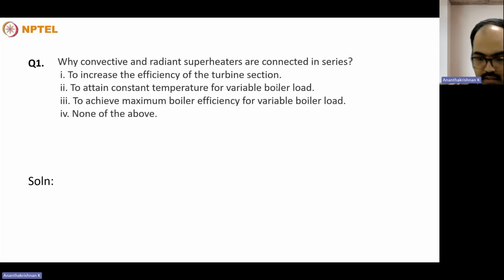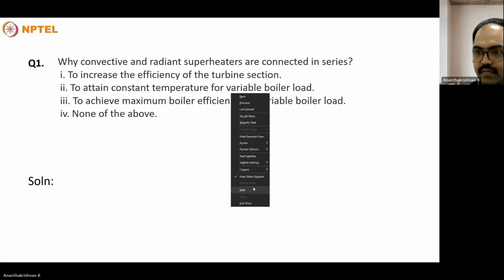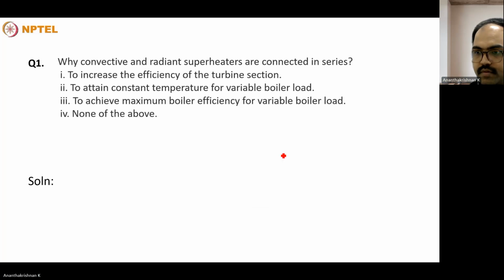So the first option is wrong, and the third is wrong. By eliminating these two options, we can get that option 2 is right. But why? The question is why we could attain constant outlet temperature, constant temperature for variable boiler load.